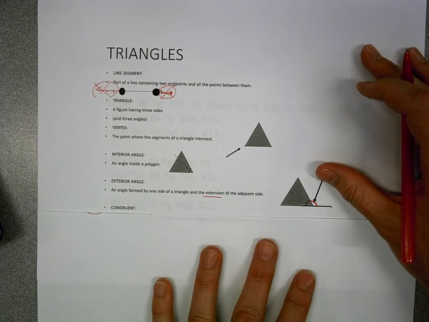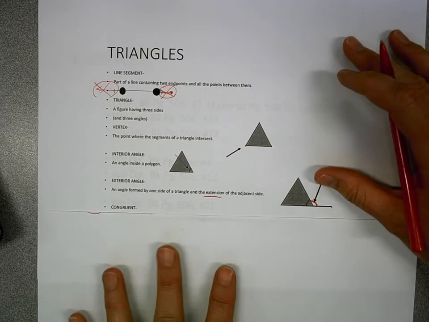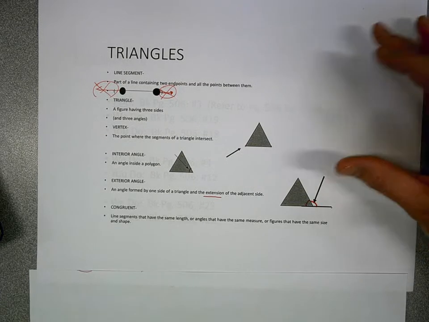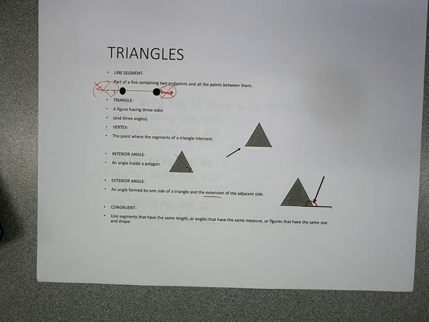All right, and then last is congruent. Everyone? Congruent. And this is, in terms of this lesson, line segments that have the same length, or angles that have the same measure, or figures that have the same size and shape. Okay? That's what it means to be congruent. All right? So, with that said, let's go ahead.